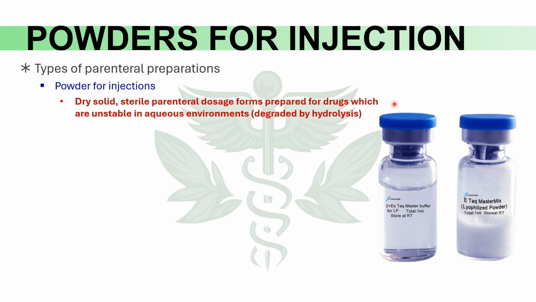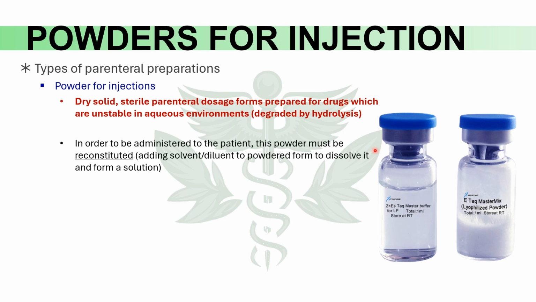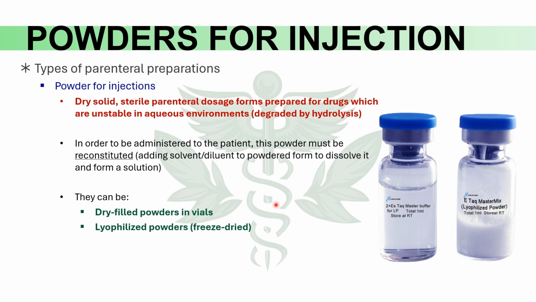What is the purpose of powder for injections? They allow us to formulate drugs that are normally unstable in aqueous environments so that we can benefit from their therapeutic effects and administer them as injections. Before we can use them as injections, though, we need to reconstitute or dissolve them in a suitable solvent. The powders themselves can be dry-filled powders in vials or lyophilized powders, meaning that they are freeze-dried. And an example of powder for injections is aminoglycoside antibiotics.